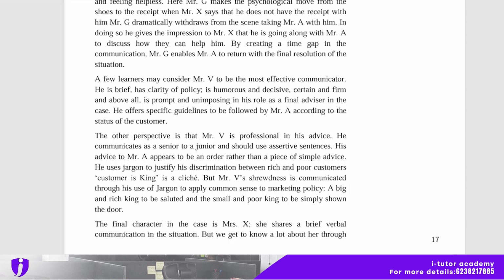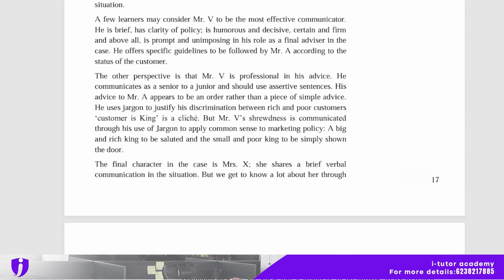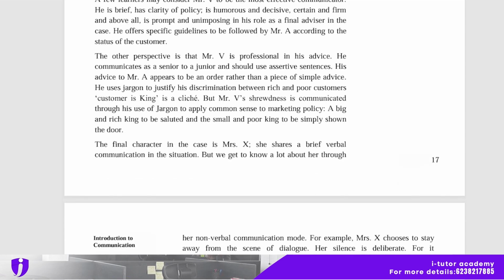He offers specific guidelines to be followed by Mr. A according to the status of the customer. The other perspective is that Mr. B is professional in his advice. He communicates as a senior to a junior and should use assertive sentences.